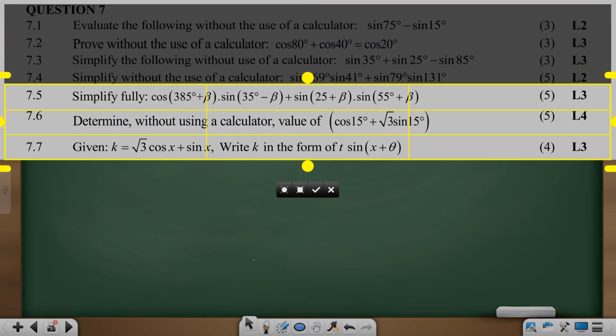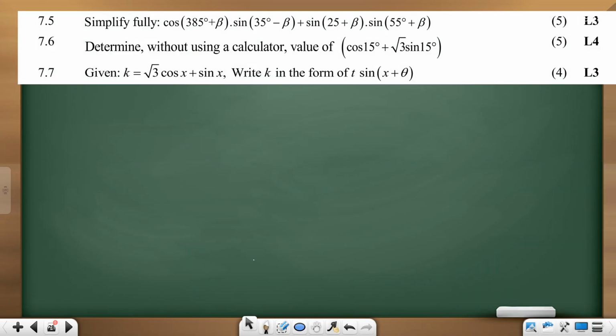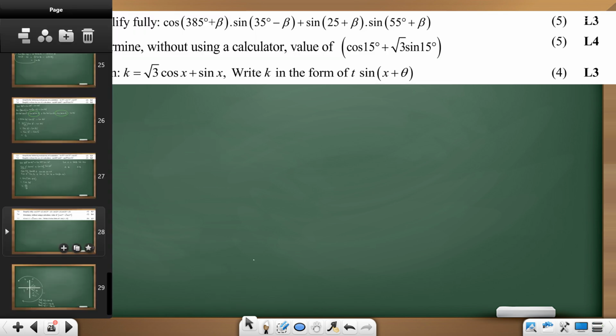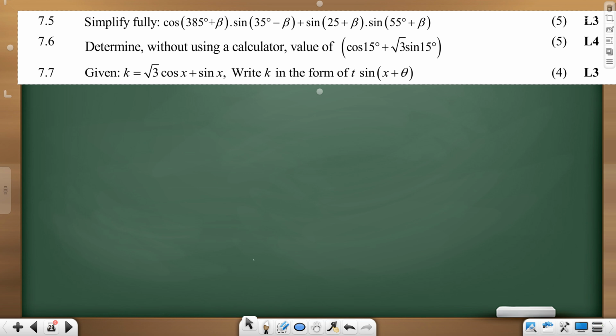Number 5, 6, and 7. Let's see something. Okay, let me duplicate this. May you please try number 5. Can you already see? It already looks like what? I know the examiner is targeting some compound angle formula there, which I don't know which one, but you need to figure it out. I'll give you 3 minutes to try.